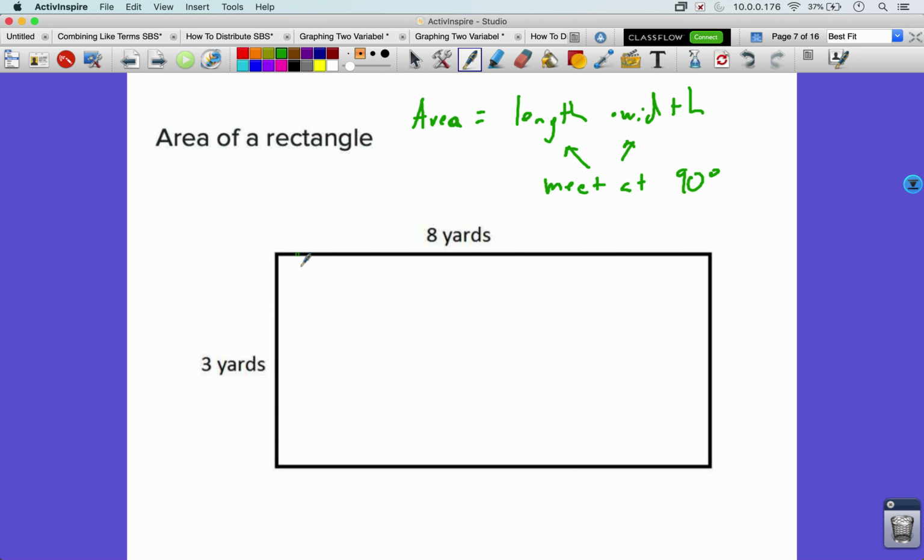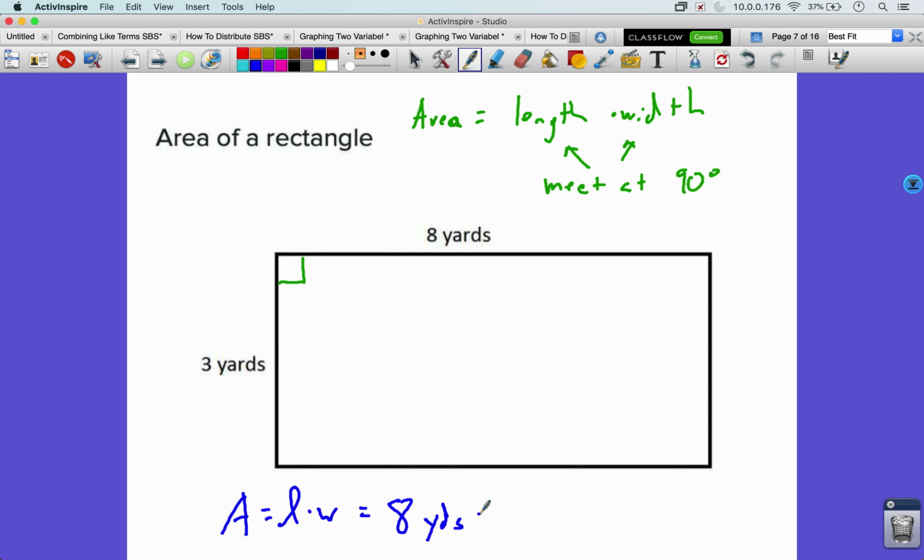All right, so this looks to be 90 degrees, and we're told it is a rectangle, so we know that this is 90 degrees right here. So we can use 8 as our length, 3 is the width, or you could switch that around, it wouldn't matter, you get the same answer. So if area equals L times W, we're going to replace the length with 8.